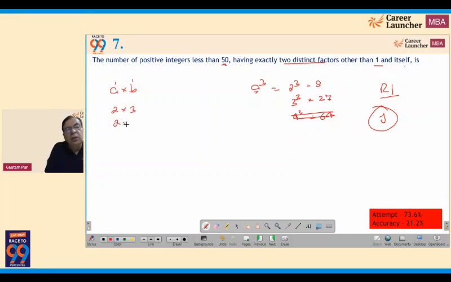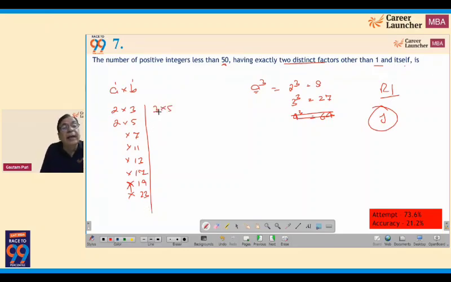2 into 3, 2 into 5, 7, 11, 13. Then we'll have 17 into 2, 34. 19 into 2, 38. 23 into 2, 46. 29 into 2, 58 is more. So with 2, only these cases are possible. Next, just start with 3. 3 into 5. Because 2 into 3 we have already taken, so 3 and higher numbers. 3 into 7. 11. 13 3s are 39. 17 3s are 51 is out.